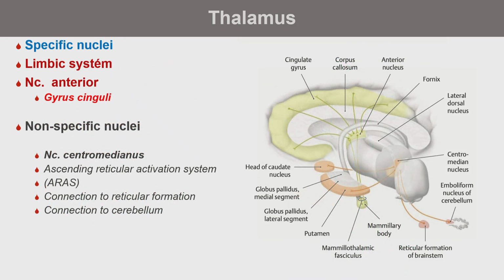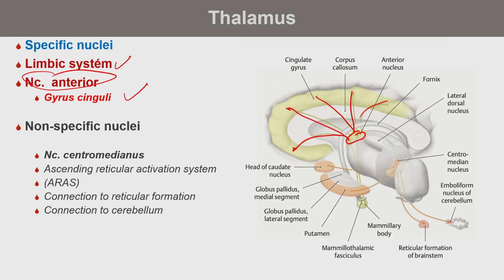One of the specific nuclei is the nucleus called the anterior nucleus. The anterior nucleus is an important part of the limbic system, this emotional integration. This anterior nucleus has a relay to the cortical limbic system, which is the cingulate gyrus.